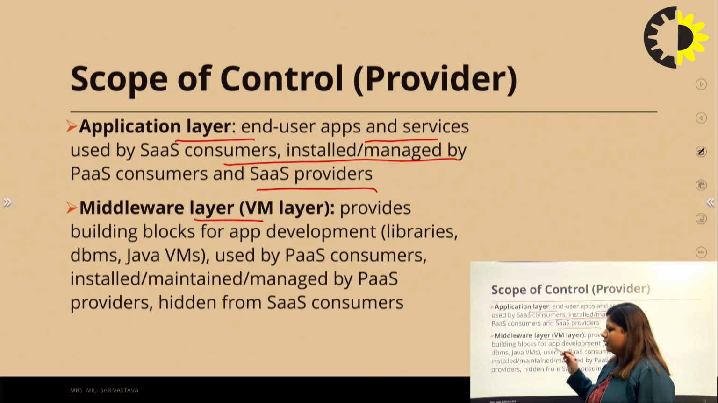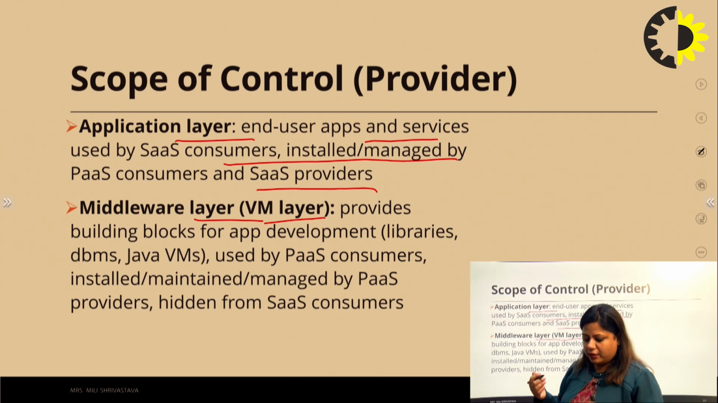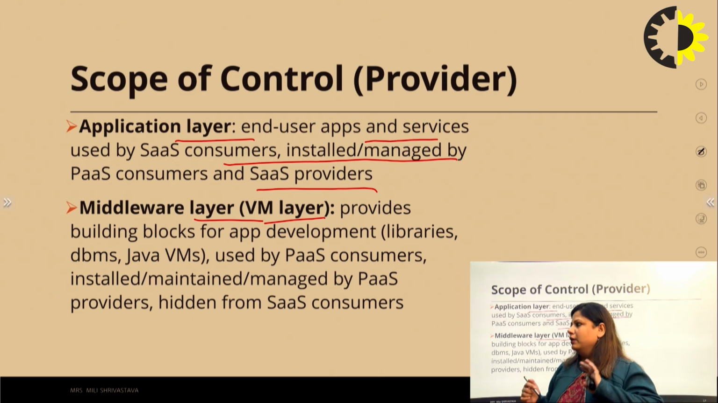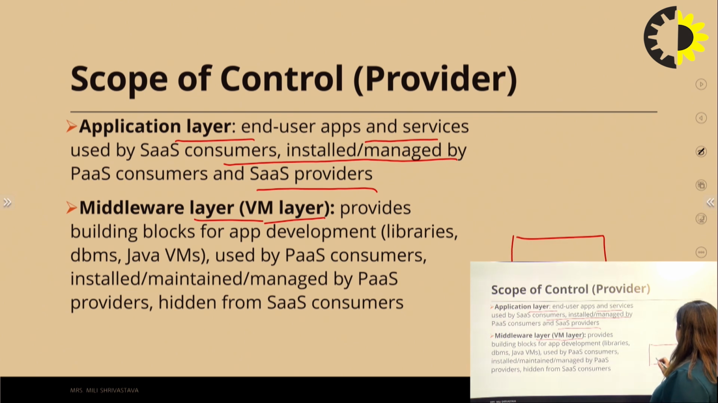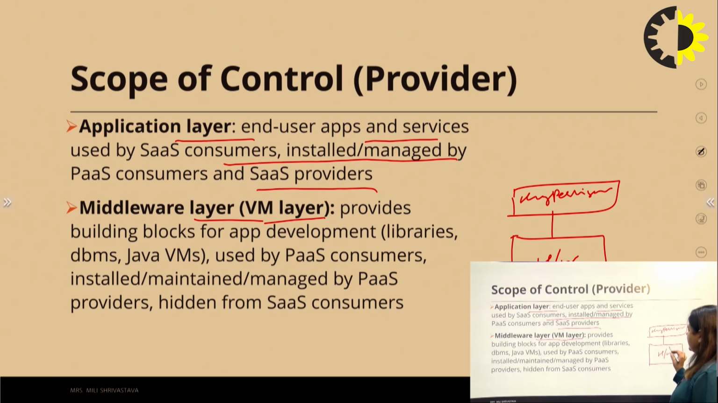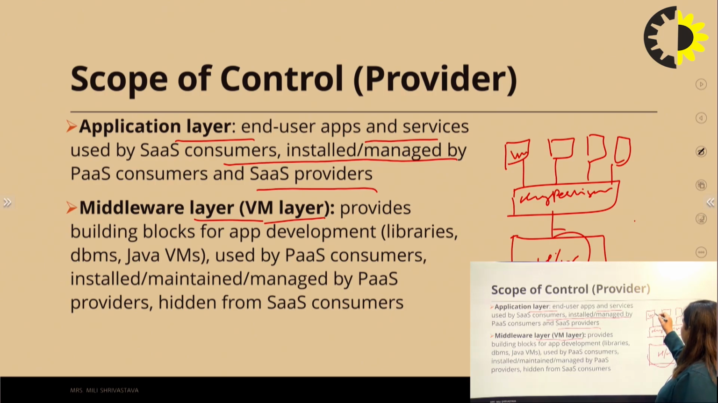It also works as a middleware layer, that is the VM layer, the virtual machine layer. And I already discussed that there is some hardware, and with the help of some software like a hypervisor, cloud providers can convert that hardware into different virtual machines like VM1, VM2, VM3 and VM4.